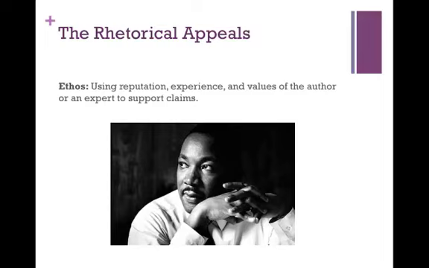To break down the parts of a text, you'll want to look at what we call the rhetorical appeals, or the three kinds of proofs a writer uses to persuade you. Let's talk about ethos first. Ethos involves using reputation, experience, and values of the author or an expert to support claims. I've included a picture of Dr. Martin Luther King Jr. because he is viewed as a writer and speaker who has tremendous ethos.